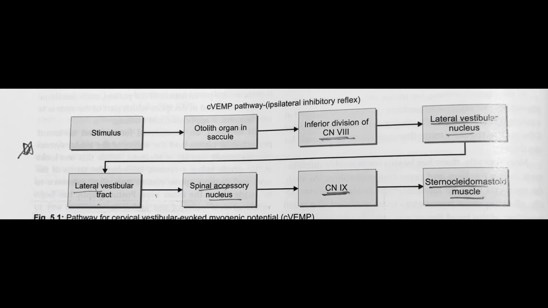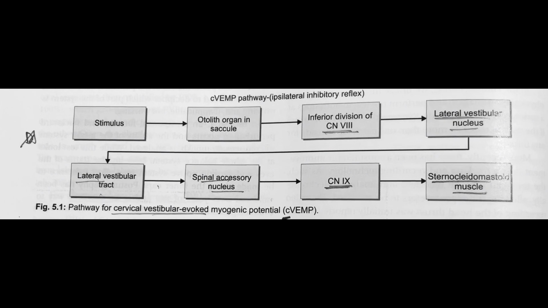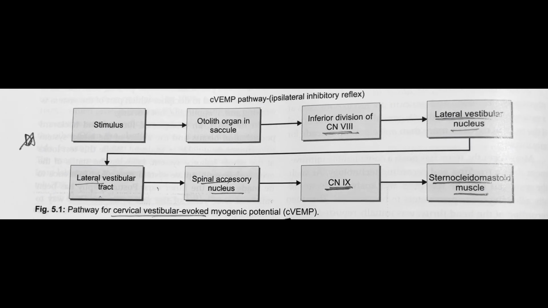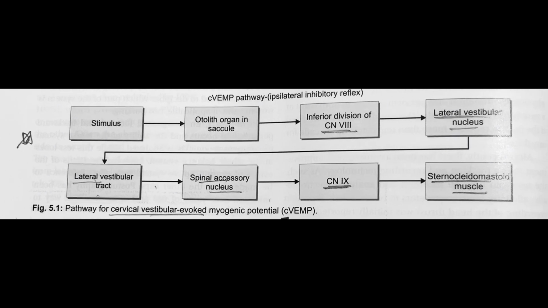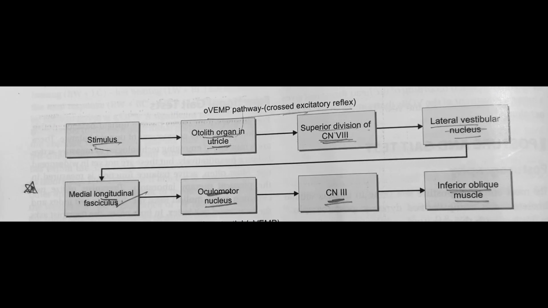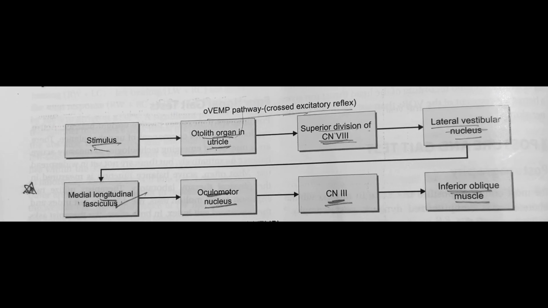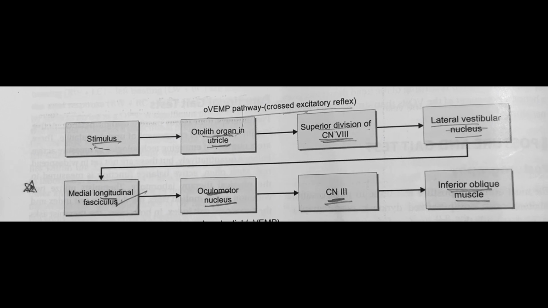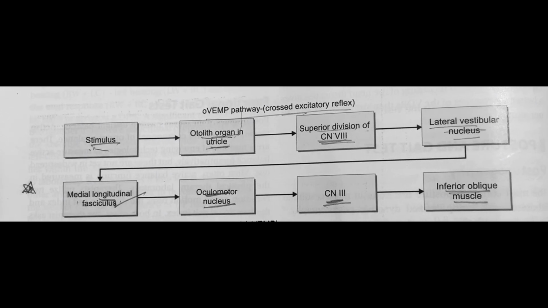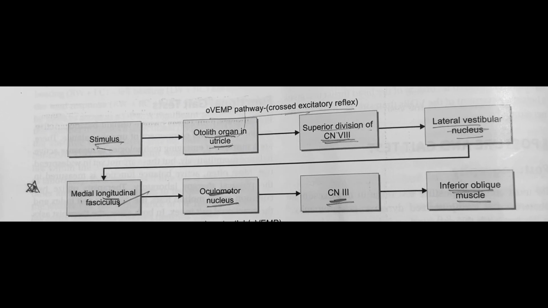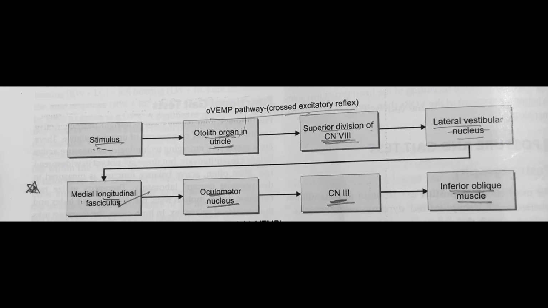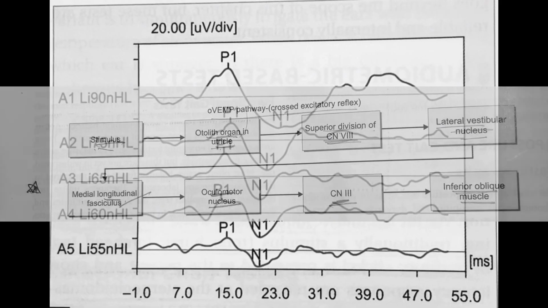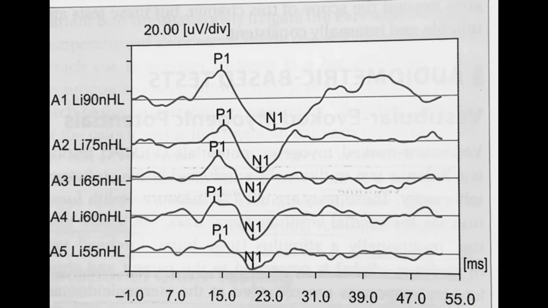The cVEMP primarily assesses the saccule and the inferior vestibular nerve, while the oVEMP targets the utricle and superior vestibular nerve. This differentiation makes VEMPs instrumental in diagnosing disorders like superior canal dehiscence, where the cVEMP response occurs at lower sound intensities, typically between 60 and 70 decibels, compared to the normal threshold of 80 to 90 decibels.